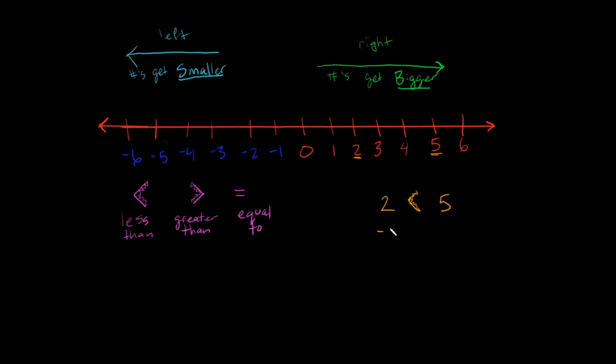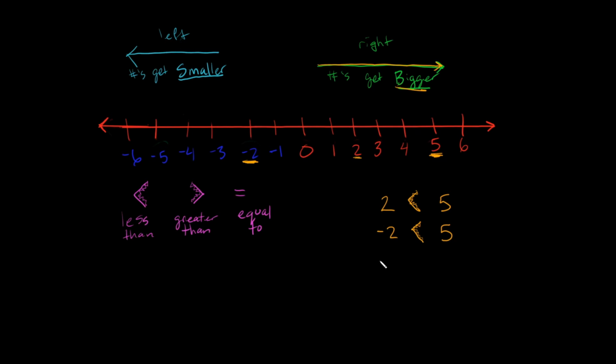What about -2 and 5? So which number is bigger, -2 or 5? Well, let's see. 5 is over here, -2 is over here. The number that's further to the right is bigger. So which number's further to the right? -2 or 5? 5, right? So remember, it points to the bigger number. Okay, so we say again, -2 is less than 5, okay?